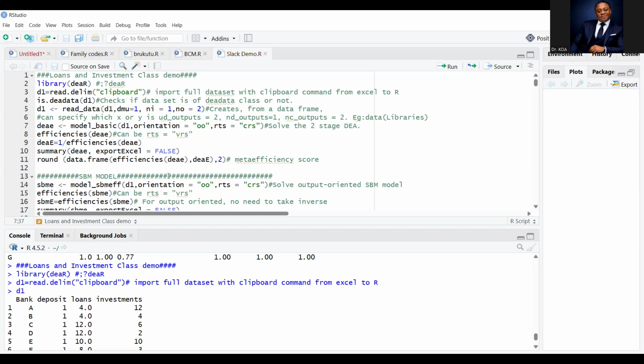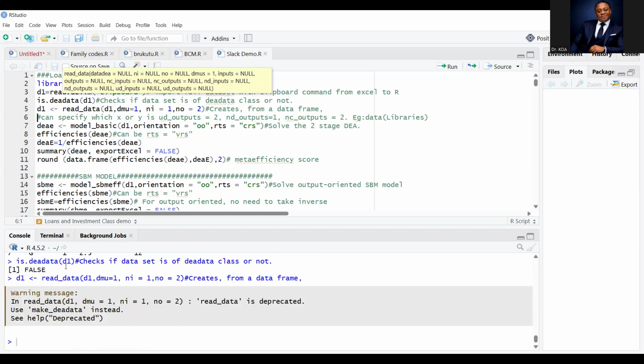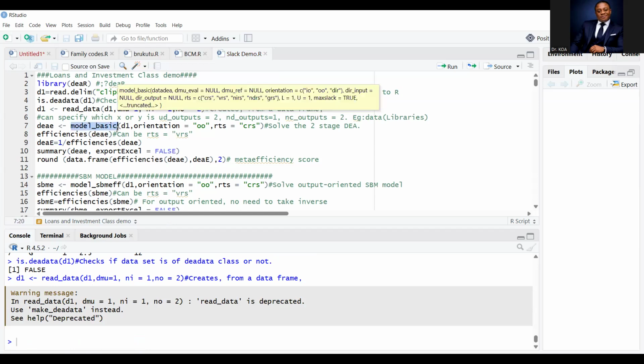But in our case, we know that this one is the situation. So you just run this. It will tell you some warnings, but don't worry. Once it's gone through, it's gone through. The next is to now run your DEA efficiency. Now, in the DEA, the DEA efficiency is called model basic. Model basic. So I called it DEA.